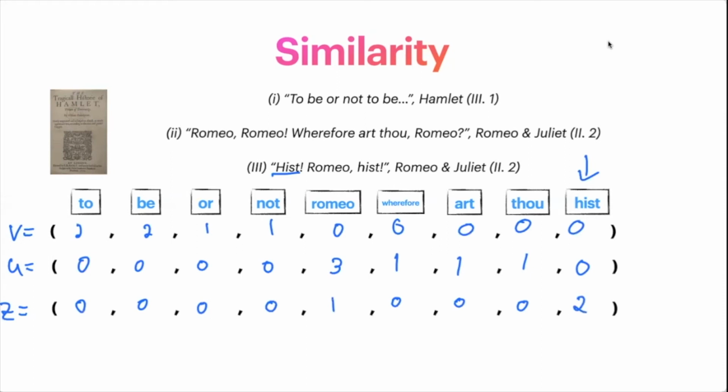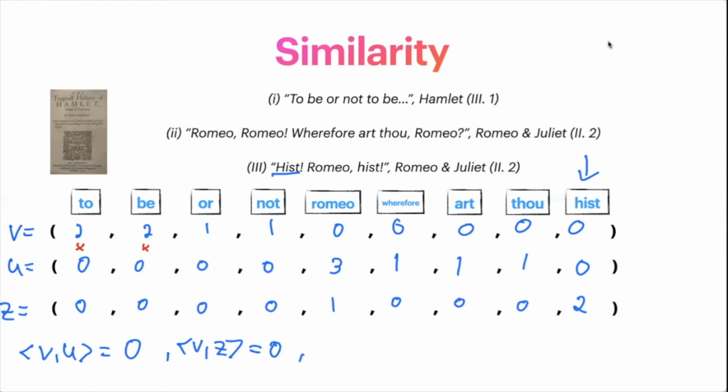Okay. Now, if you compute the dot product between V and U, remember from the last slide, the dot product is computed by multiplying each entry by the corresponding entry. So I would take 2 times 0 plus 2 times 0 plus 1 times 0, etc., and just add everything all together. If I compute the dot product between V and U, I will end up with something that is exactly 0. And the same with V and Z. Again, feel free to pause the video and verify that this is true by yourself.